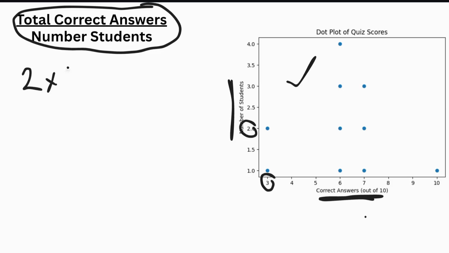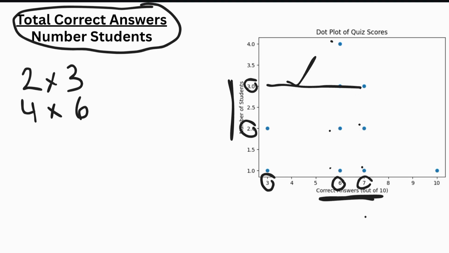We have 3 correct answers, and it looks like 2 people got 3 correct. So I'm going to write 2 times 3. This next column is 6 correct answers, and it looks like 4 people got 6 correct answers. Now, how about 7 correct answers? It looks like we have 1, 2, 3, or you can just go over here and see the 3. So we had 3 people get 7 correct answers.